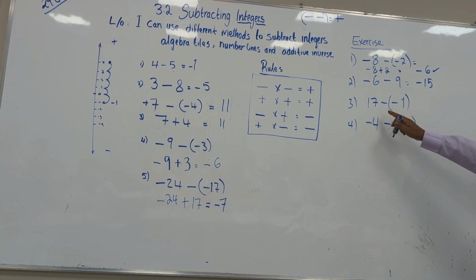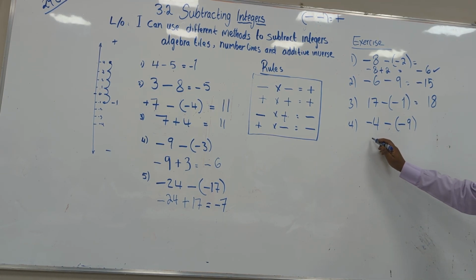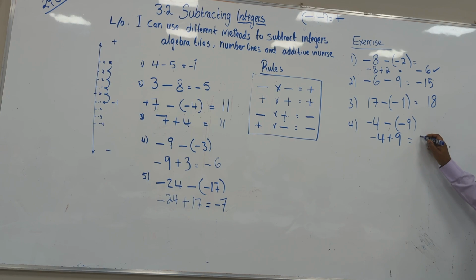How about this one? Just 18, because this will become plus. So we have 18 here. And the last one here, this one will be -4 plus 9. This is the same as 9 minus 4, which will just be 5. Are you with me? Yes. Is 5 negative? No, not negative, because the smaller number comes after the negative. It will only become negative if the bigger number comes after the negative. Are you with me? Yes.